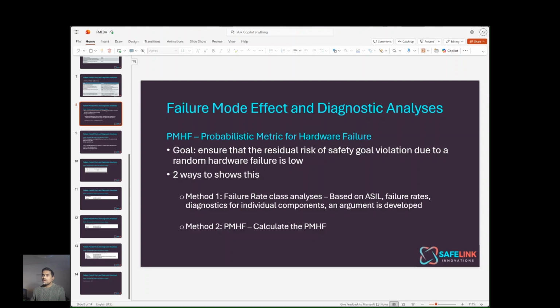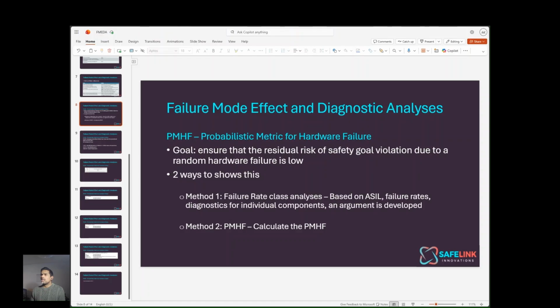In this video, we're going to take a look at one of the hardware architectural metrics according to ISO 26262, the PMHF. We're going to look at what a PMHF is, how to calculate the PMHF, and then we're going to do one example of how to calculate the PMHF.